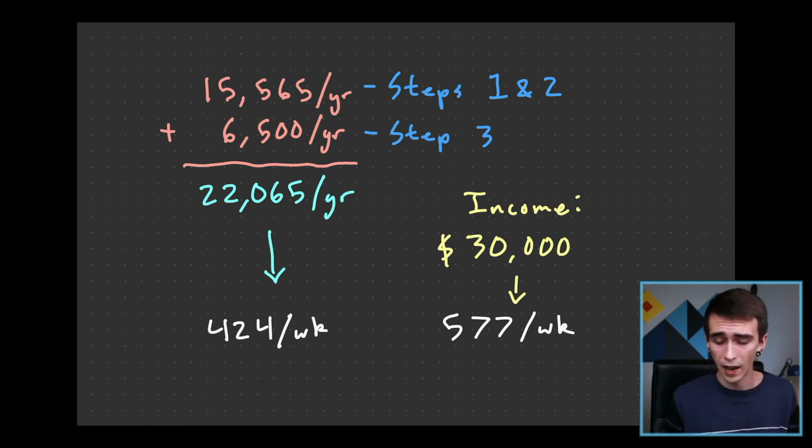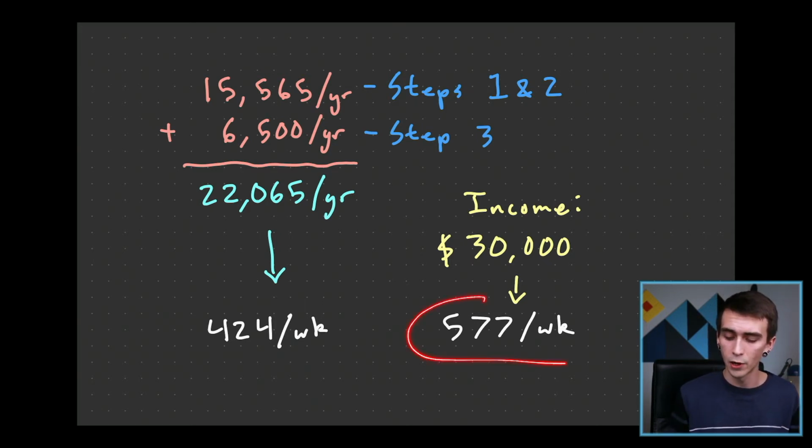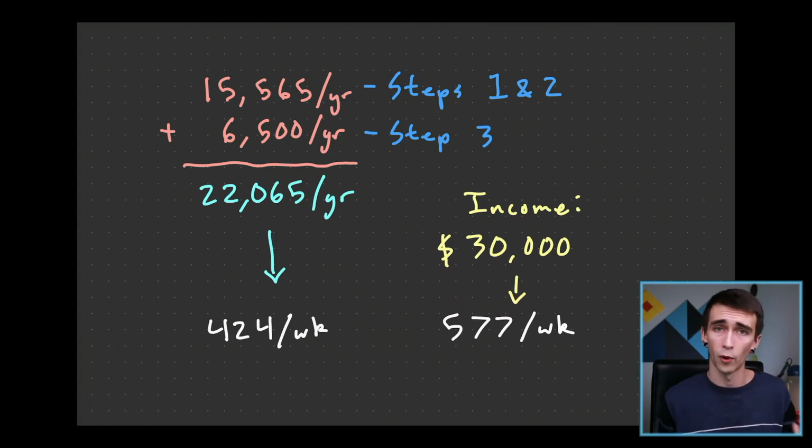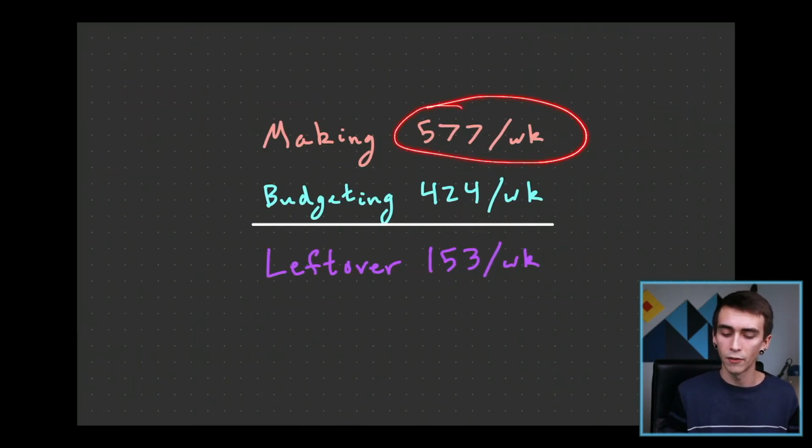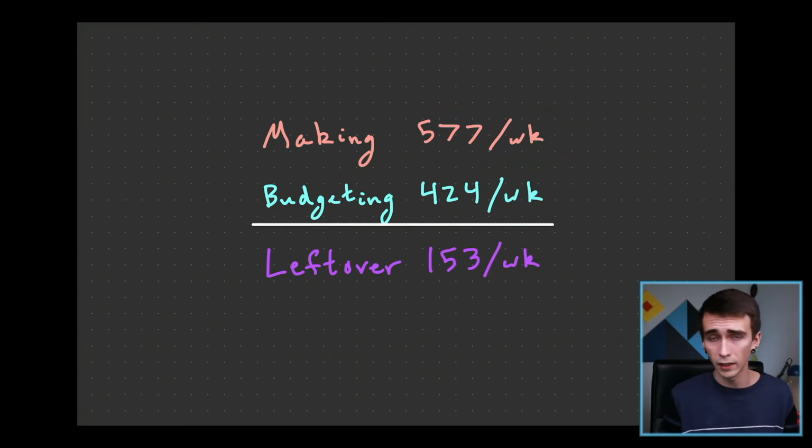Now the only thing we have left to do is figure out how much of this difference between these two numbers we can use for our investments like the Roth IRA and the 401k. Like I said before, we were going to come back to that. Now we're going to add those two things in. So essentially we have $577 a week that we're making on average, and then we have $424 a week that we're having to spend on average. That leaves us with another $153 per week left over.